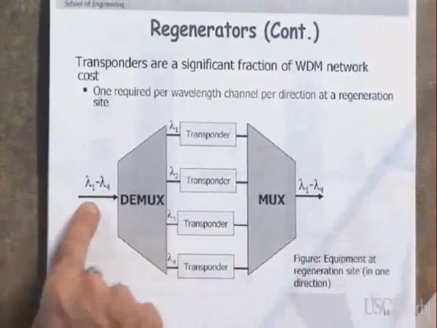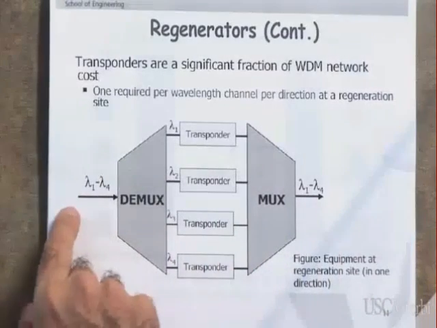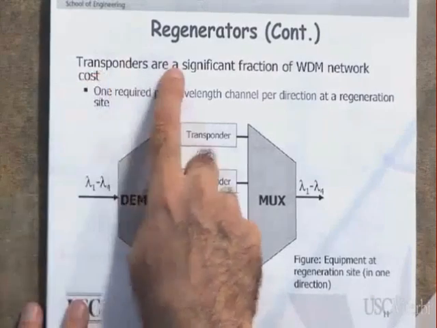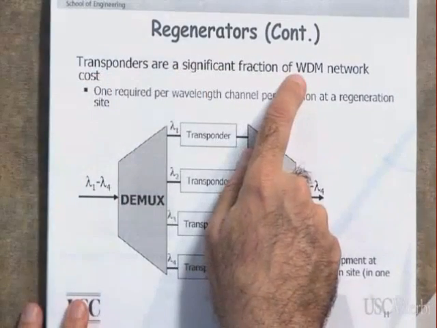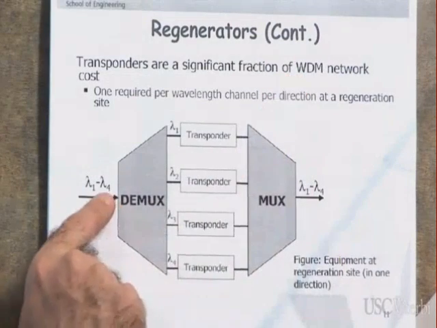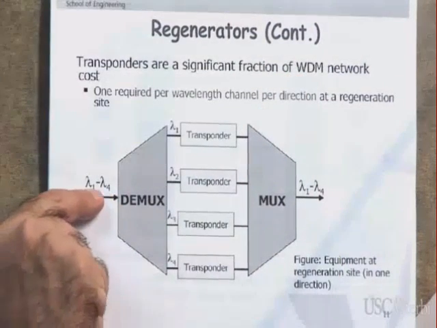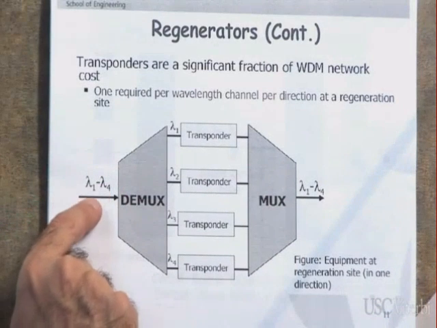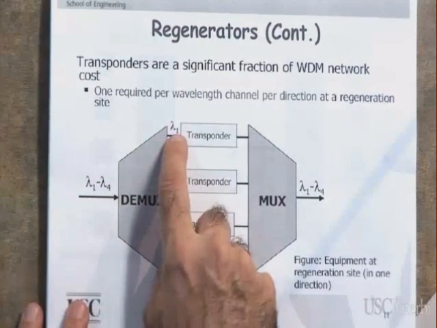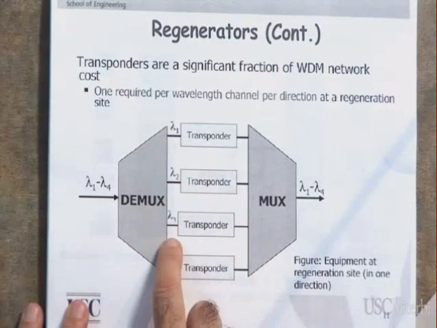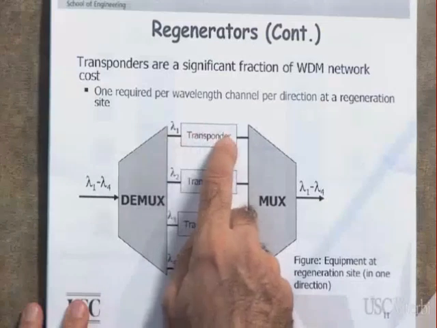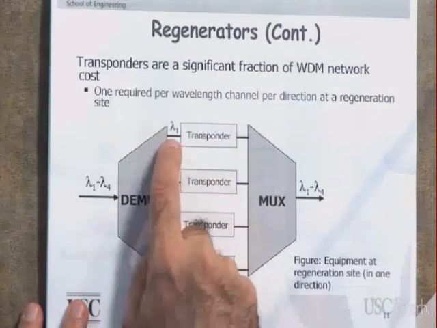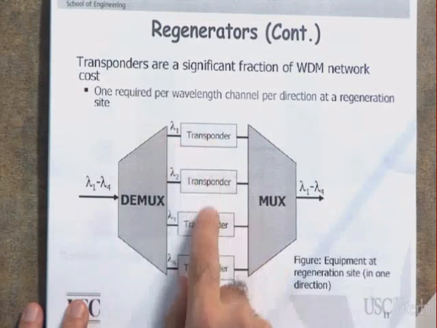So what do we have is the following. Look, if you think about this as a DMUX, the transponders are a significant fraction of the WDM network. Why? It comes in here, lambda 1 all the way to lambda 4 wavelengths. It gets demultiplexed into lambda 1, lambda 2, lambda 3, lambda 4, and there is a transponder for every wavelength. Now in here, what happens?